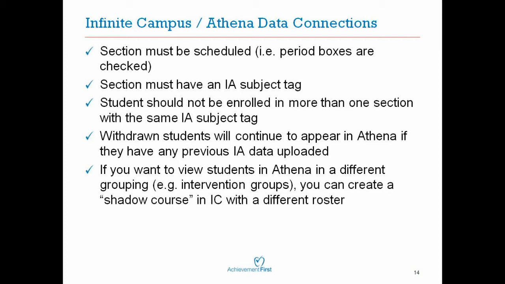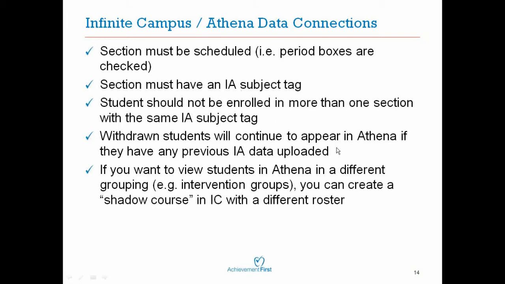Students should not be enrolled in more than one section with the same IA subject tag. Again, it happens a lot. Nothing horrible happens if the student is enrolled in more than one subject with the same IA subject tag. It's just that Athena randomly decides which section to put them in. It won't put them in both. So the student might be appearing in the wrong section in the Athena reports.